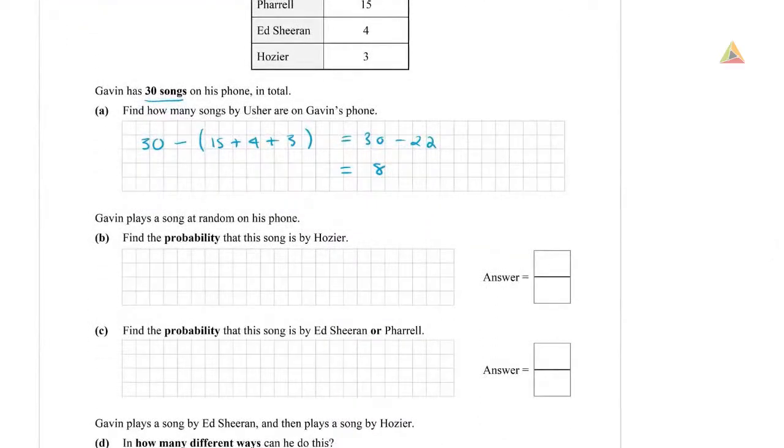Gavin plays a song at random on his phone. Find the probability that this song is Hozier. So he has 3 songs by Hozier out of a total of 30. Now we always try and break this down, so 3 over 30 will break down to 1 over 10.